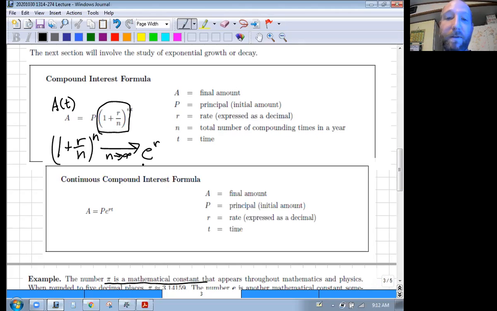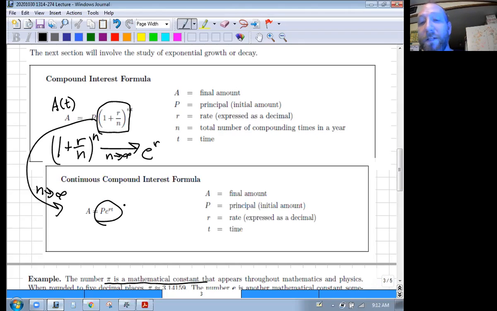Okay, so that's why this formula, as n approaches infinity, it approaches P e to the rt. All right, so this is our continuously compounding interest formula.